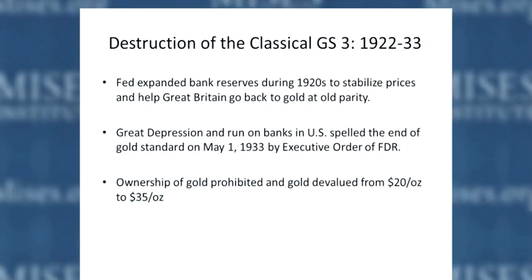So to continue with this destruction of the classical gold standard, the Fed expanded reserves during the 1920s both to stabilize prices and to bail out Great Britain. Great Britain tried to reestablish itself as a center of finance after World War I, and in order to do so, they had to reestablish the pound's parity with gold. The pound had depreciated in value. It took a lot more pounds to buy an ounce of gold after the war than before the war, because they had gone off the gold standard, printed a lot of pounds, and the price of gold went up.